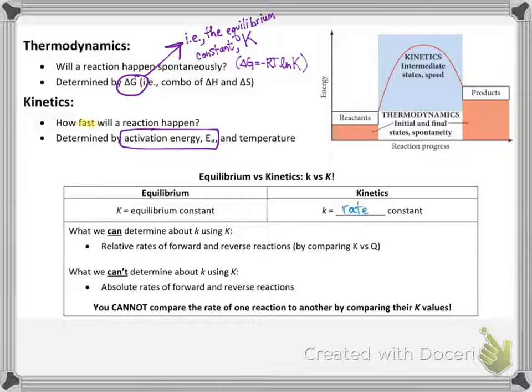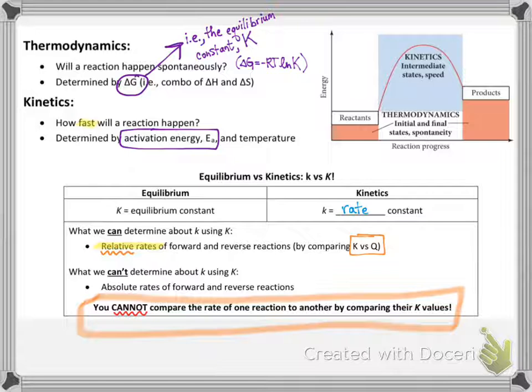So let's break that down a little bit. There are actually some things you can determine about the rate using the value of the equilibrium constant, basically about lowercase k by using capital K. You can compare the relative rates of forward and reverse reactions by comparing K and Q. However, you can't tell anything absolutely about the rate of a reaction. If it's a slow reaction, a fast reaction, a first order, second order, whatever, you absolutely cannot compare that information by comparing equilibrium constant values.